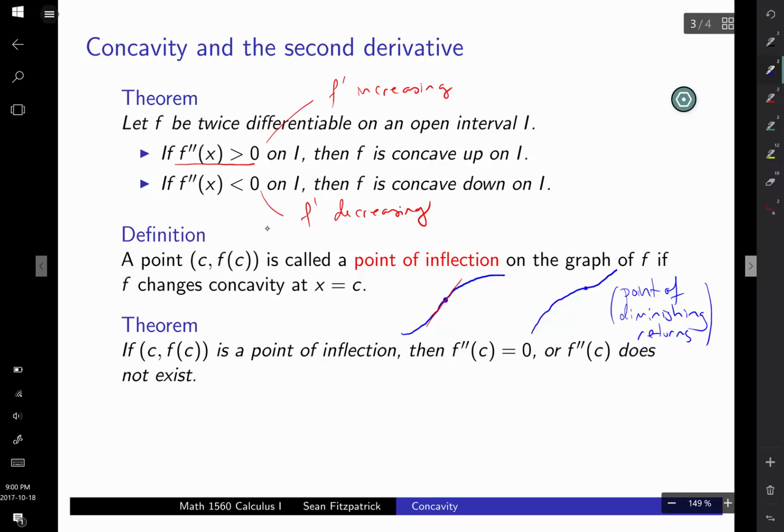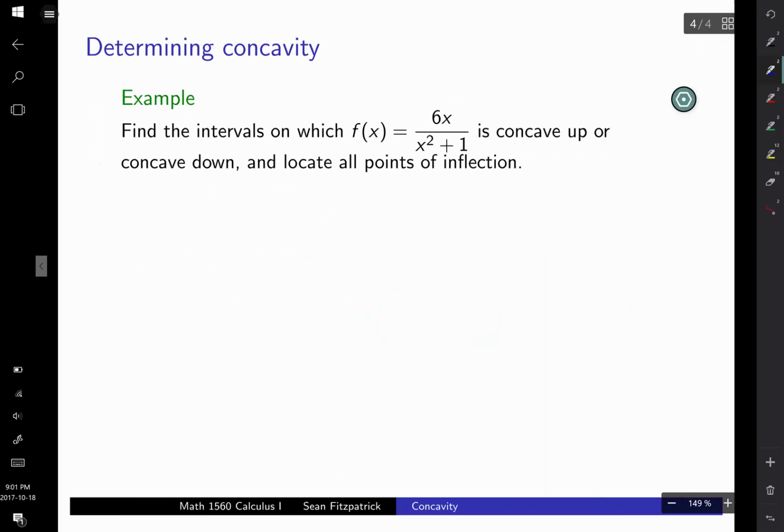Okay, and so then you can do the same sort of thing that we did with increasing, decreasing, and with critical points. We can find the places where the second derivative is 0, and then we can set up our sign diagram, and we can determine our intervals of concavity, where things are concave up or concave down, right? So here's a function, f of x. We want to work out these intervals of concavity. And so, of course, we need not just the first derivative, but the second derivative.